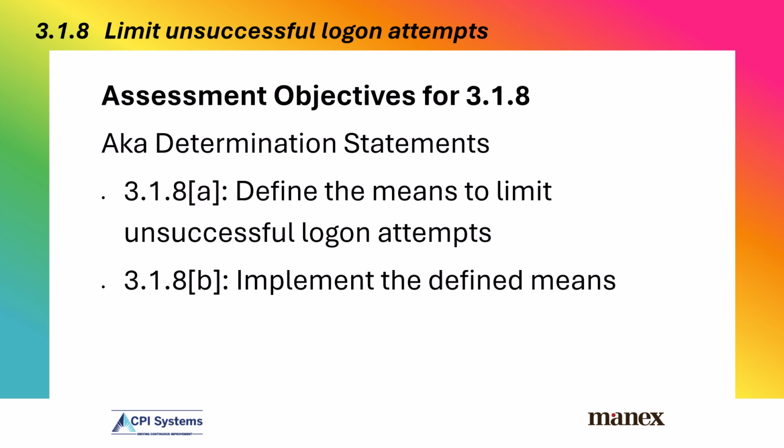Let's look at the detail of the requirement for limiting unsuccessful login attempts. There are two assessment objectives, A and B, also known as determination statements. 3.1.8 A: define and document the means to limit unsuccessful login attempts. What's our method or procedure for doing this? Then 3.1.8 B: we implement the defined means.